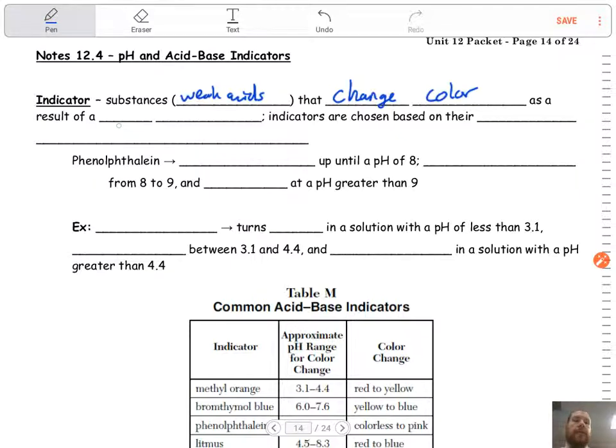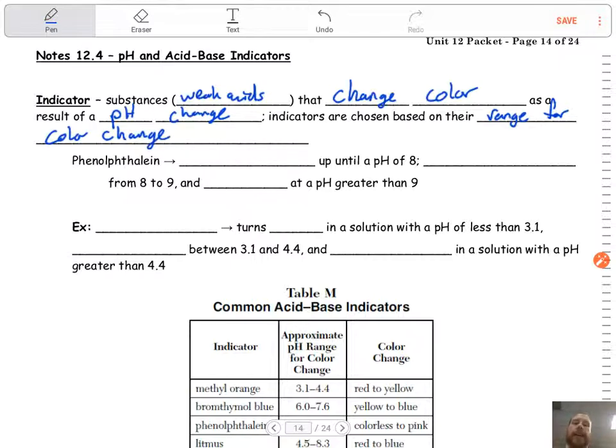as a result of a pH change, which we're going to talk more about in the next video. So this is kind of the precursor to give us some background info. Indicators are chosen based on their range. Let me rewrite that and make it a little clearer. Range for color change.